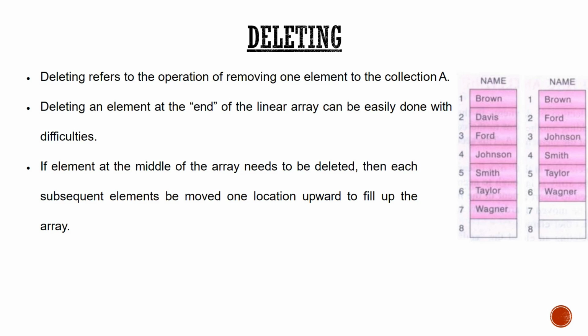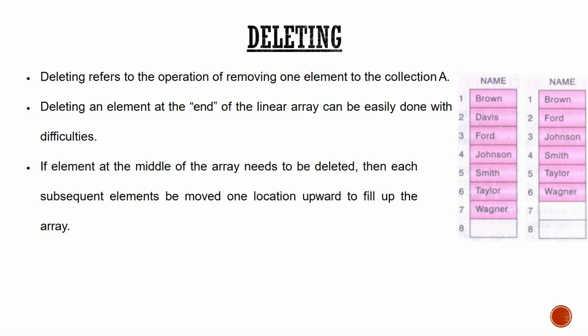N equal to n minus 1 we can make up. If I need to delete an element in between, then what happens? All the rest of the elements need to be shifted up. Let us consider the same example again. I want to delete the element at the index 2. Now what needs to be done?